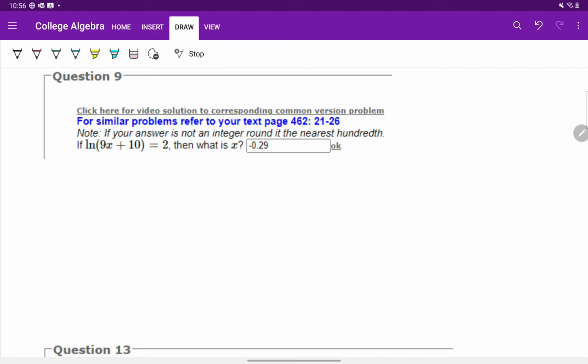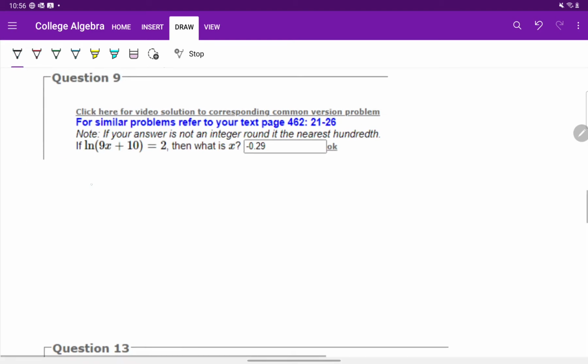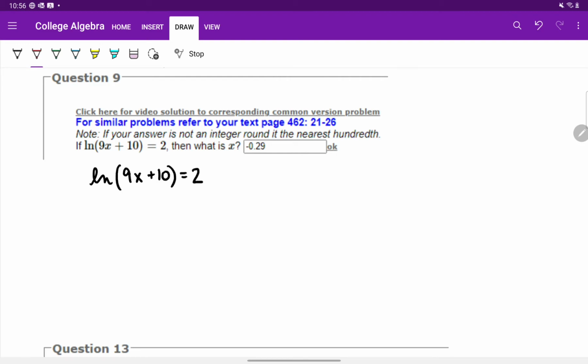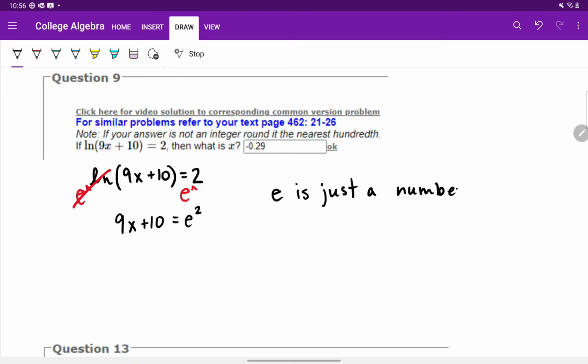Question 9, again, pretty similar, but this time we do have a natural log again. So we start off with natural log of 9x plus 10 equals 2. And to eliminate this natural log, to cancel it out, we need to take e to both sides. Remember, e and natural log are inverses, so those go away. So on the left, we have 9x plus 10 equals e squared. Don't forget, e is just a number. I know it looks like a variable, but it's a number. It's 2.71. It's irrational, so it goes on forever. It's a decimal that never ends, but it's just a number. So we're just going to leave this as e squared for now.